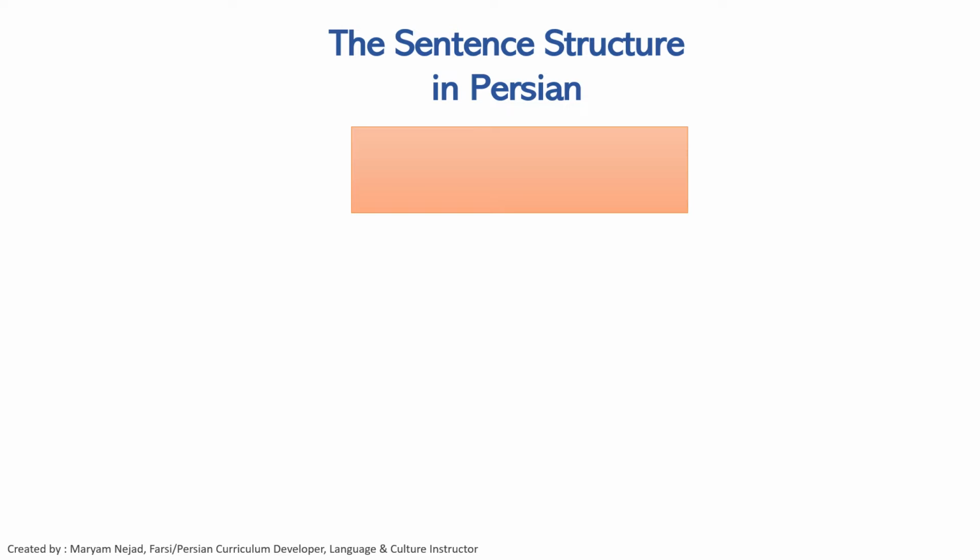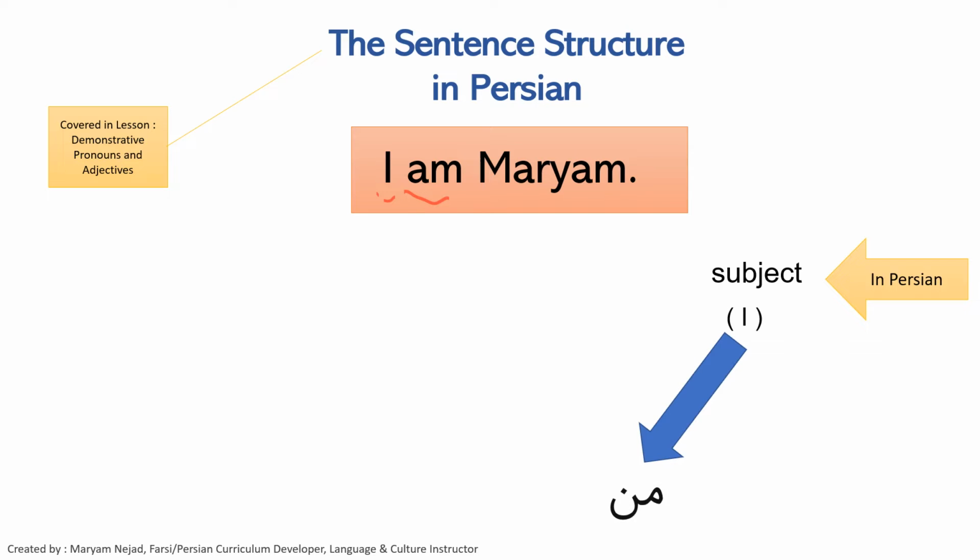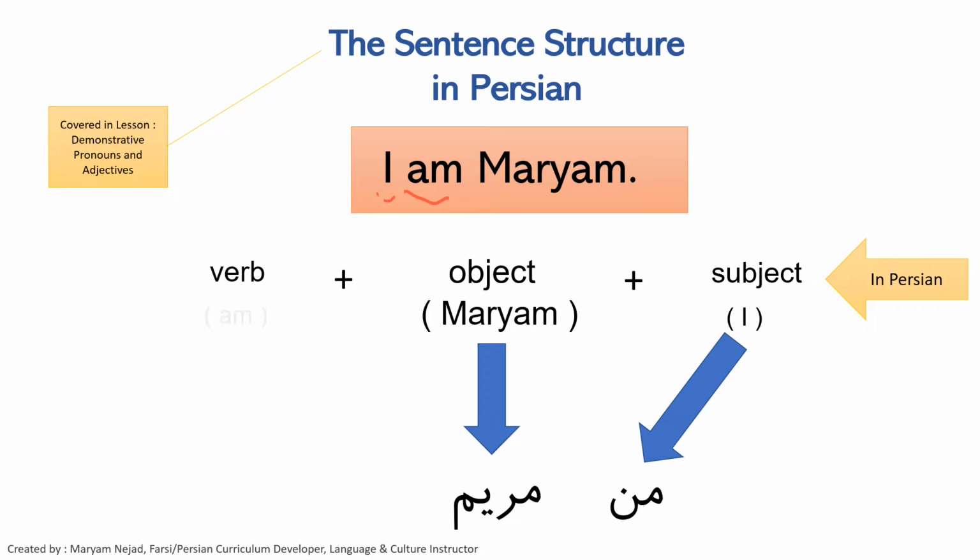Before we start seeing some examples, let me quickly go over the sentence structure in Persian. I have already talked about this in the lesson about demonstrative pronouns and adjectives, but I'm just going to quickly go over it here one more time. So we want to say the sentence, I am Mariam. As you can see here, in English, the verb comes after the subject, but in Farsi, the verb comes at the end. So we need to start with the subject, man, and then the object, Mariam, and then the verb at the end, hastam.